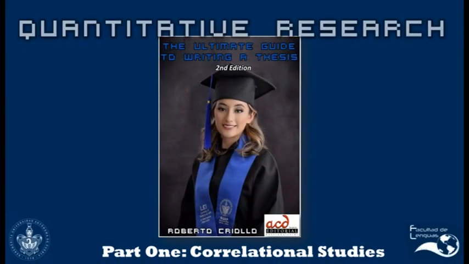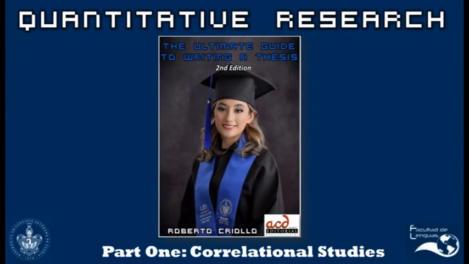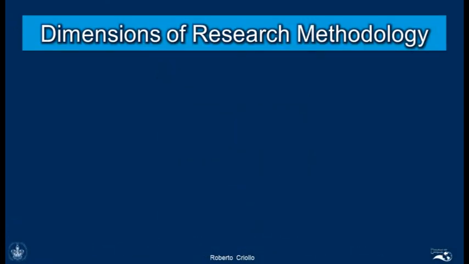So in this lesson we'll talk about quantitative research, focusing in particular on correlational research and experimental research. Let's begin by reviewing the dimensions of research methodology, because this information is going to be important in the discussion of the experimental and the correlational methods.